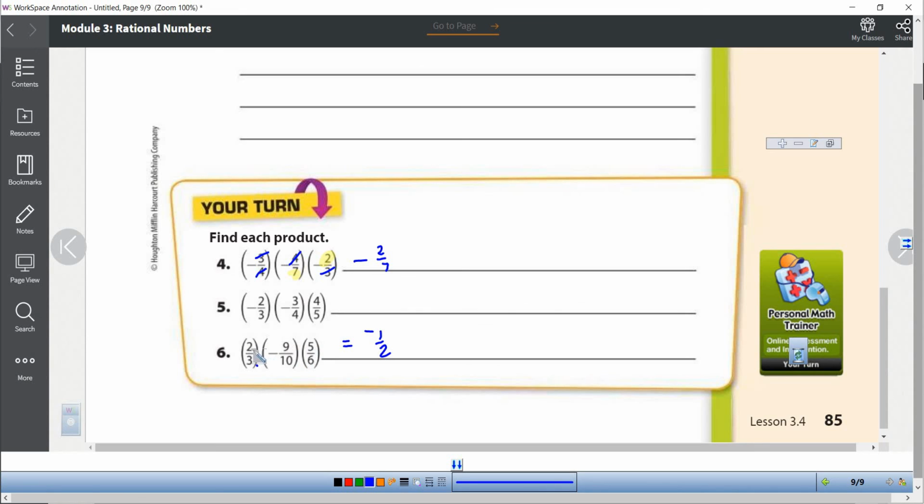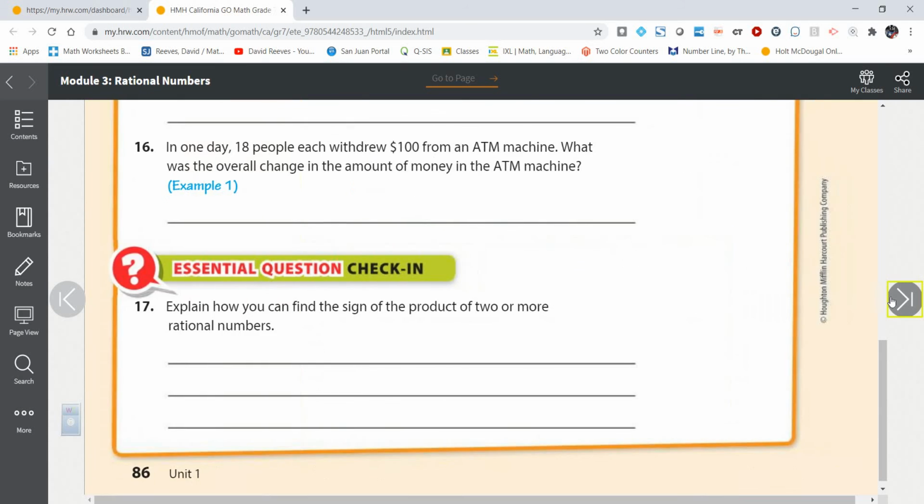If we had done this the other way, we would have gotten 90 on the top, and on the bottom we would have gotten 180. Of course, that one you could probably see pretty clearly is negative 1/2. That wouldn't have been too bad if we simplified the product, sorry, not the factors. Okay? All right, so that is working with fractions.